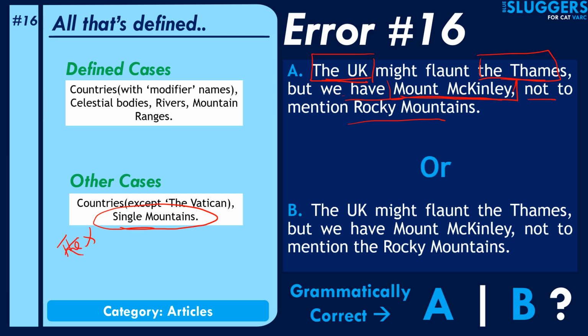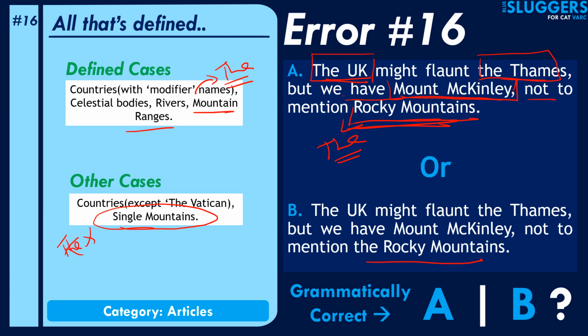And the next part says, not to mention Rocky Mountains. So yes, we don't use the definite article with single mountains, but with mountain ranges, we definitely need to use the article. Mountain ranges require the use of the definite article the. You need to use the here. So hence this sentence is incorrect. This should be the Rocky Mountains, the way it has been written in the second sentence.